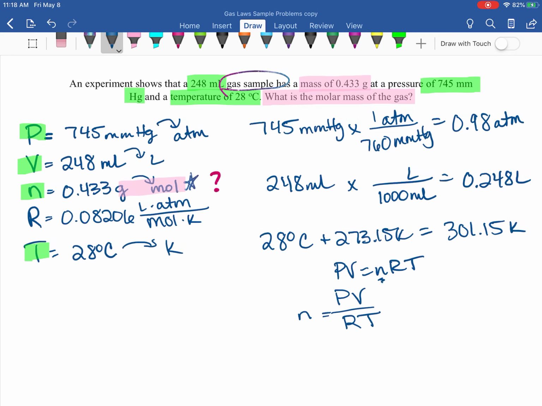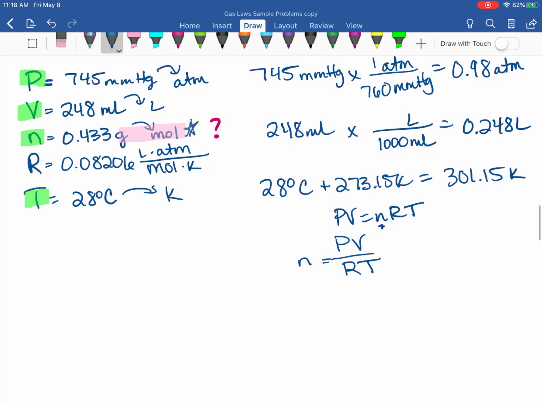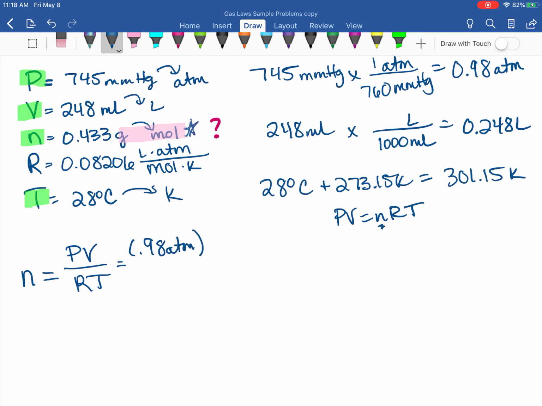All right, let's take our PV = nRT, and this time we're going to solve for n. So that is PV over RT. All right, I am actually going to scroll down just a little bit, and I'm going to solve right over here. We've got PV and we've got RT. Okay, let's plug it in. I'm going to just give myself a little space here. All right, what did our pressure come out to be? 0.98 atmospheres. Our volume is 0.248 liters. Our constant.